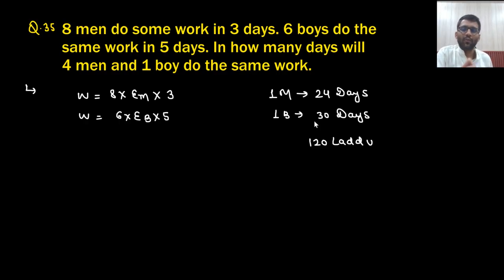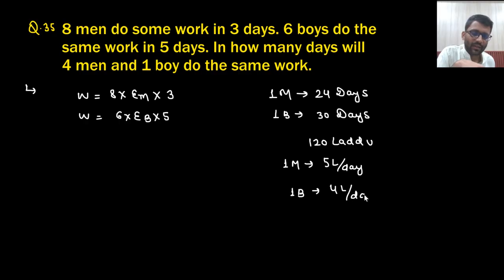120 laddu. Now 4 men are working. So let's just say 120 laddu I have taken. So 1 man is eating 120 by 24, 5 laddu per day. And 1 boy is eating 4 laddu per day. Now 4 men are working, so 4 men will eat 20 laddu per day. And 1 boy will eat 4 laddu per day.